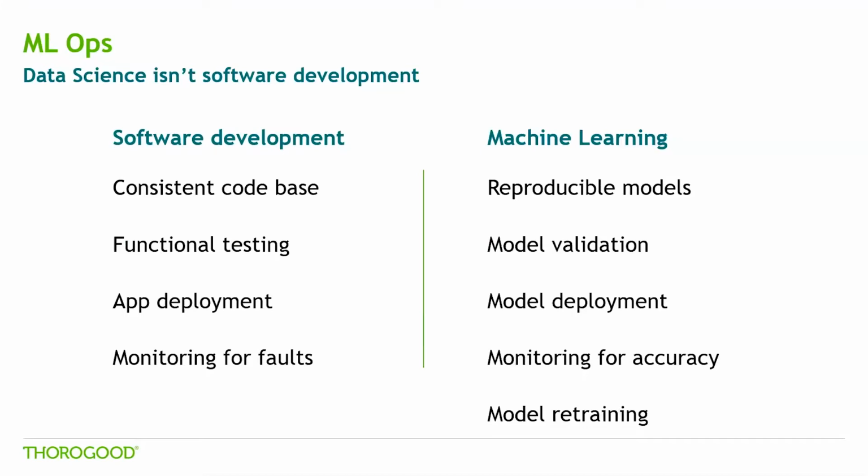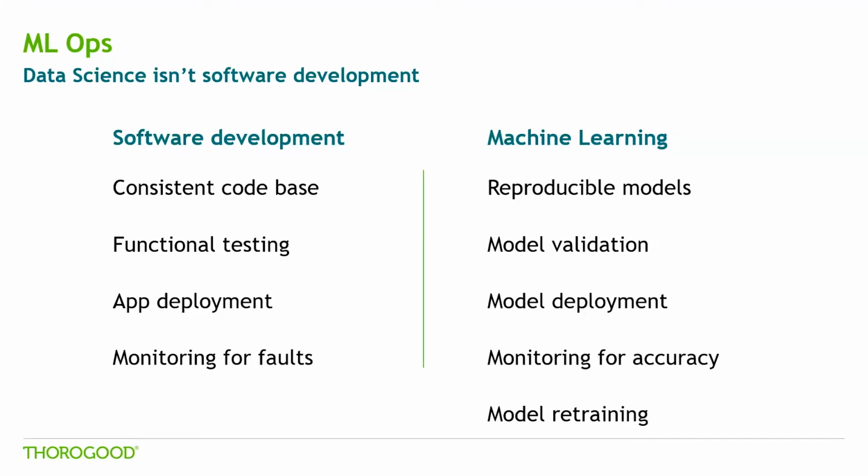So software development, DevOps is trying to achieve a few things like a consistent code base. We have functional testing, and with the DevOps principles and practices quite often you'll look to automate a lot of that testing. Deployment, again, is something that we want to operationalize and automate as much as possible. And then coming out of it, the monitoring is typically looking for software faults. So the test will be, does it run and does it do what we expect it to do? In machine learning, we've actually got to go a step above and beyond some of that.